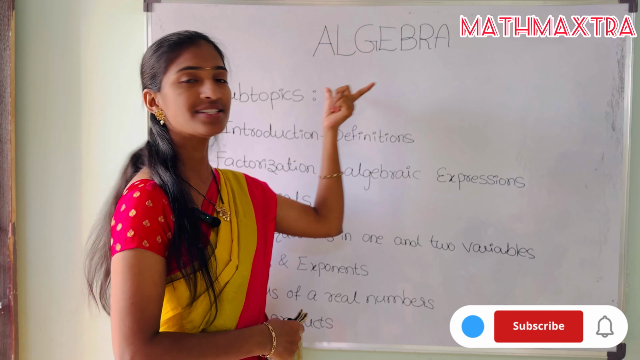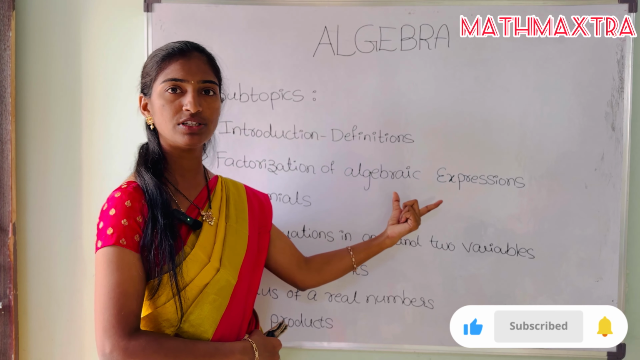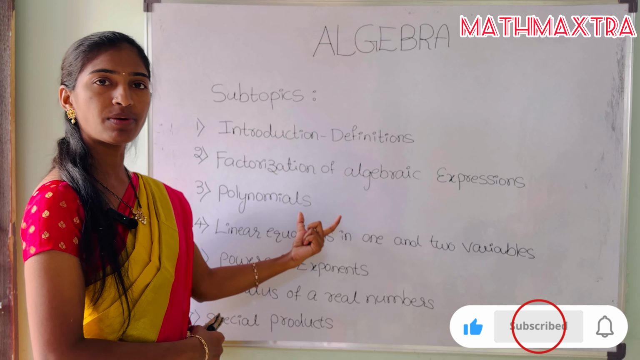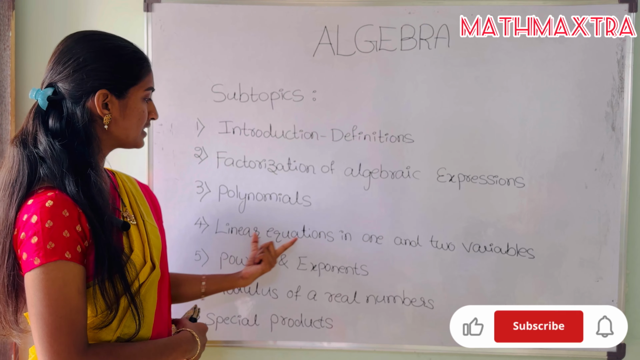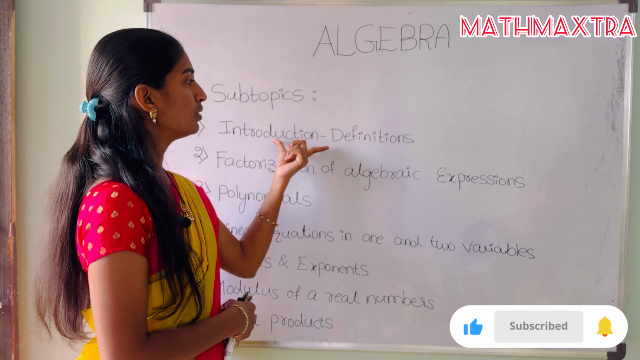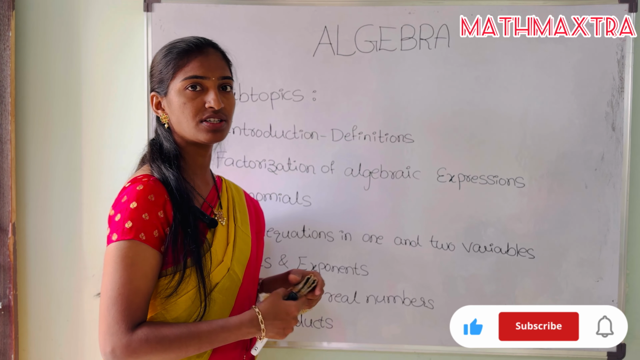So we will discuss all these subtopics in this chapter. Okay, so what are our subtopics? First topic is introduction and basic definitions of algebra, and the second topic is factorization of algebraic expressions, and third topic is polynomials, and the fourth topic is linear equations in one as well as two variables, and the fifth topic is powers and exponents, and the sixth topic is modulus of a real number, and the seventh topic is special products. So in this video we will discuss introduction and the basic definitions of algebra.